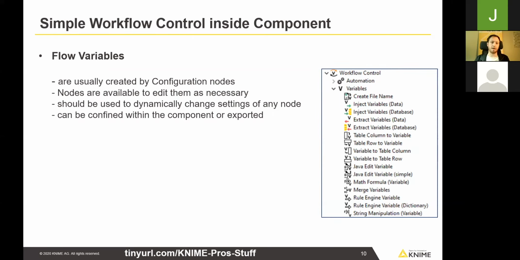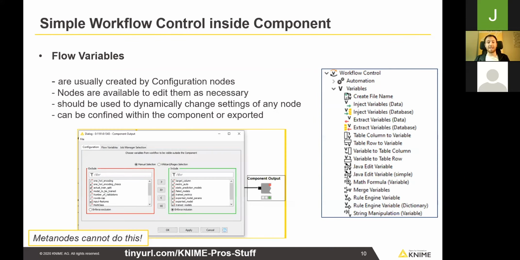This is really important. The settings of a node are no longer controlled by a user, but by a flow variable. It's also important that a component, unlike a meta node, is able to confine which flow variables stay inside of the component, which can only be on the outside, or which can be moved from inside the component to outside. This is a big difference with meta nodes, because meta nodes cannot have this and components always have this. So I think it's really important to stress that if you have many flow variables, use a component to be able to contain them.